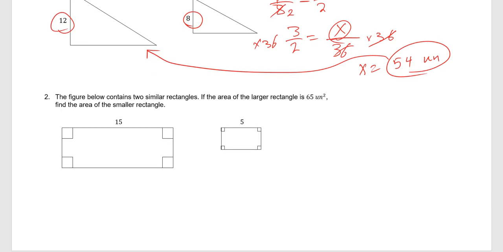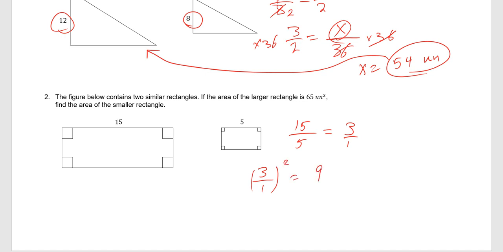Next exercise. The figure below contains two similar rectangles. If the area of the larger rectangle is 65 square units, find the area of the smaller rectangle. So again, very quickly, we can find the scale factor, and that is going to be 3. But since it's squared, when we set it up for area, let's just say 3 over 1. When we set it up for area, we're going to have 3 over 1 squared, right?